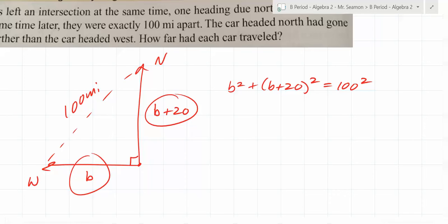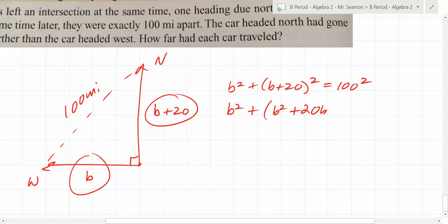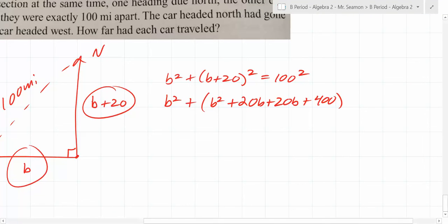So you have b squared plus, you have to multiply it out, right? Yeah. b squared plus 20b plus 20b plus 400. Yes, you do. And what's 100 squared? 10,000. So again, these are bigger, but this one's not as bad as the other one. Why do you have to FOIL that one? Because you need to get it to standard form. It's not in standard form yet.